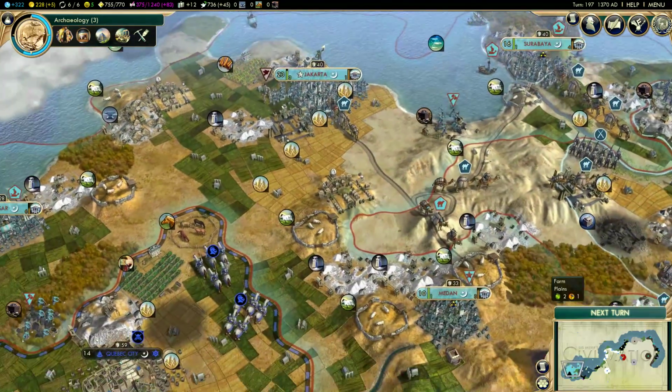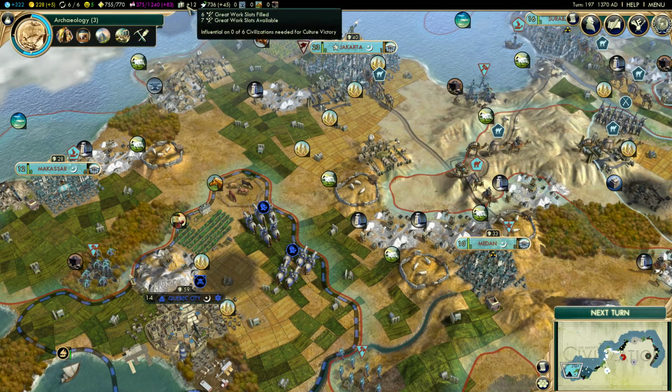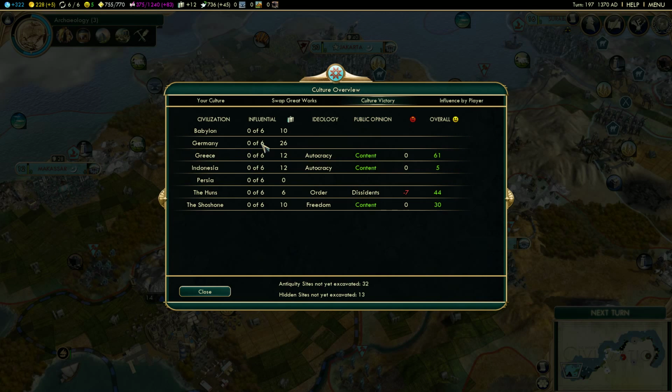The second way to protect yourself is, of course, following the tourism leader. For example, if we look here at Germany, they have 26. If I had waited and looked at Germany and seen what ideology they were going for, I could have followed them, and they probably exert enough influence on the rest of the people that, well, on me especially, that becomes a good enough choice to follow.